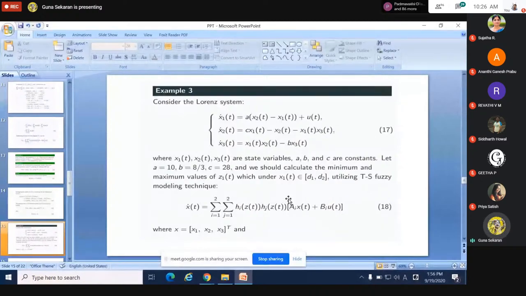Now, for example, x1 of t, x2 of t, and x3 of t are the state variables, so we can take a three-dimensional state vector, and we have three equilibrium points, where a, b, c are tuning parameters and constants. Later we choose a equal to 10, b equal to 8 by 3, and c equal to 28. This is the basic input. We will confirm the maximum and minimum values, the membership values, using this x1 of t.